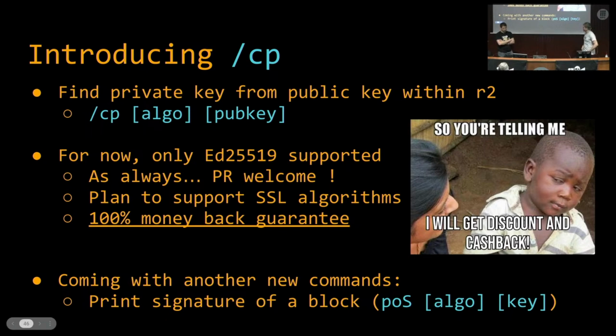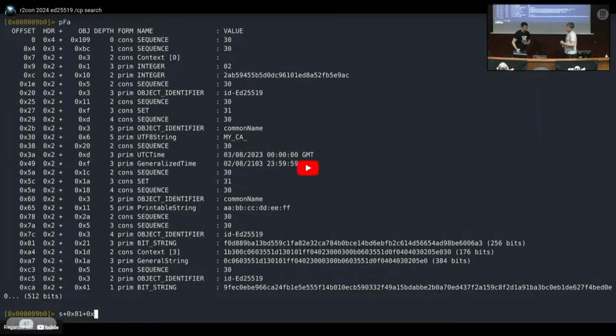As usual, if you're not happy with this feature, we will refund your premium license to all of you, no problem. And also during this project, we figured out that it's sometimes nice to be able to print the signature of a block. So we also created a new command, so it will print the signature of the current block with the algorithm and the private key this time. So yeah, it's something you can already use now in r2. And I will let Karim show how it worked on his project.